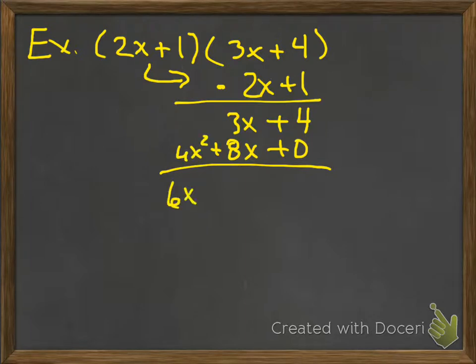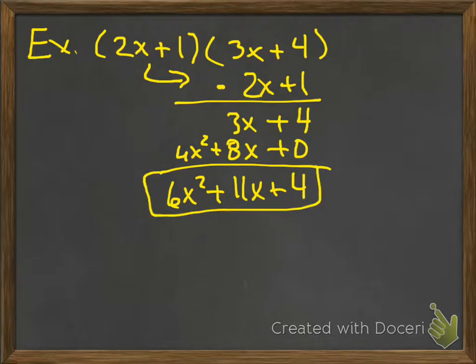So I bring it down. 6x squared. 8 plus 3 is 11x. And then 4 plus 0 is 4. And you're done. That is it. And that is again why I like the vertical method.